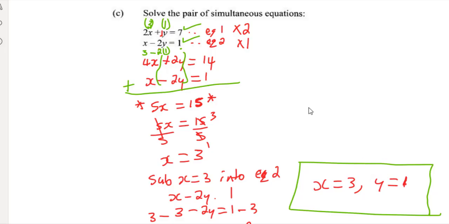And this right here is the answer for the simultaneous equation using the elimination method.